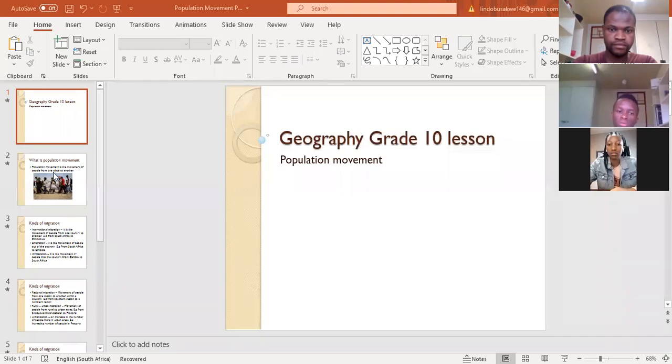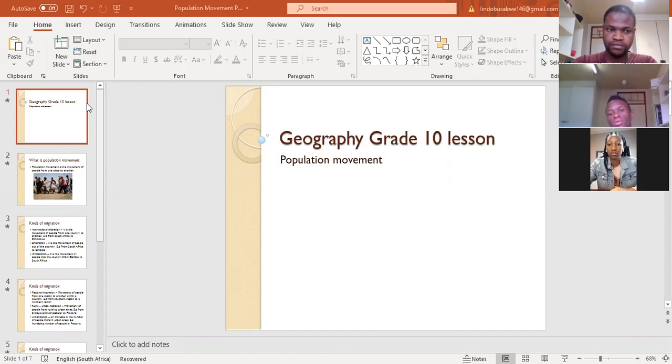What we are going to do today is only look at the core concepts of population movement, which is migration. You can call it movement or migration. We are not going to go deep into the main aspects of population movement, which are the reasons why people move, and the positive and negative impacts of movement.